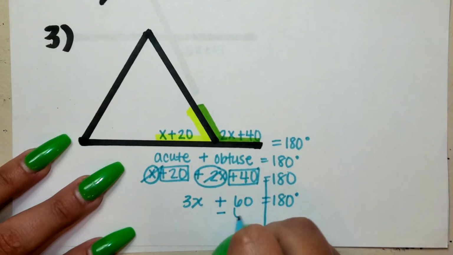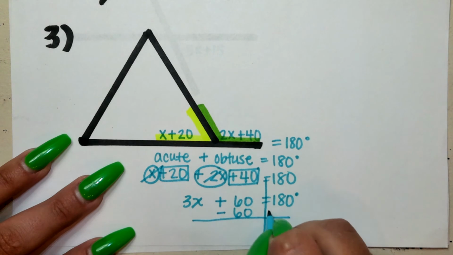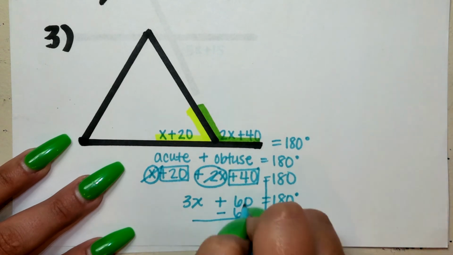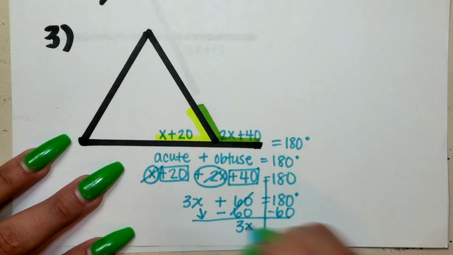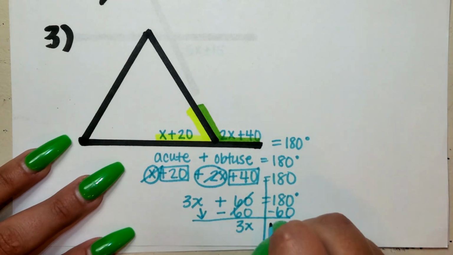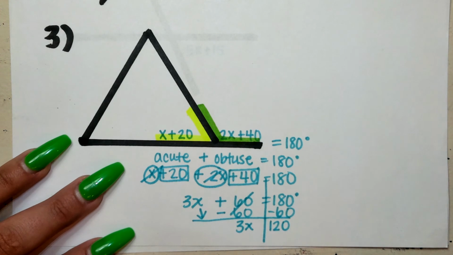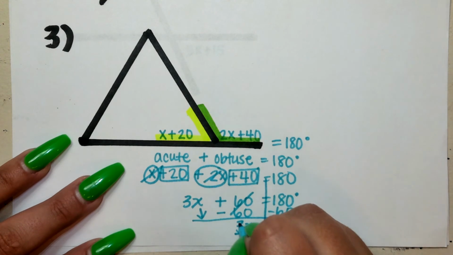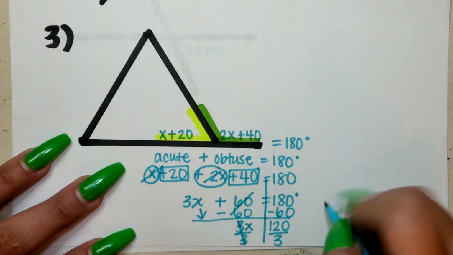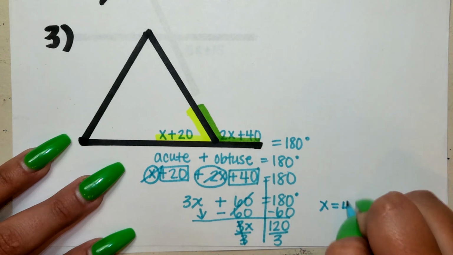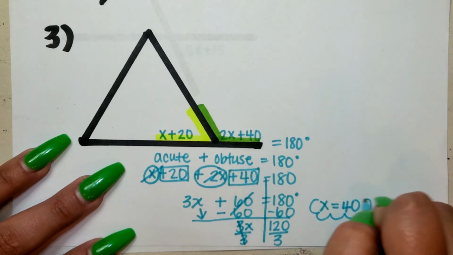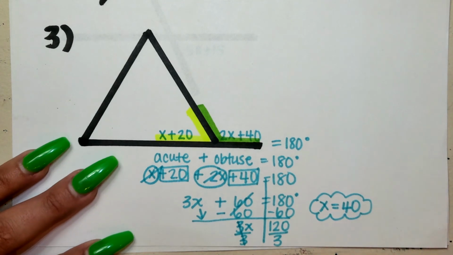Now I want to subtract this 60 over to the other side. My 60s will cancel. I'm going to bring down the 3x. 180 minus 60 is 120. Then I will divide by 3 on both sides because it's next to the variable. I can cross these off. X equals 120 divided by 3 is 40. So x equals 40.